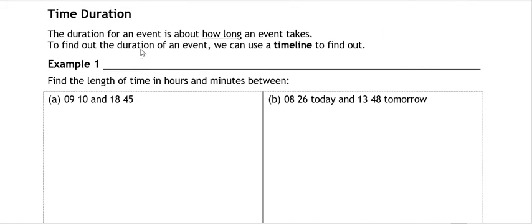Here, time duration. This is basically just a simple definition of duration. It's talking about how long an event will take. Okay, so one tip that you can use is to find the duration using a timeline. So what does a timeline do? I will show you later, but let's proceed to the first example first.